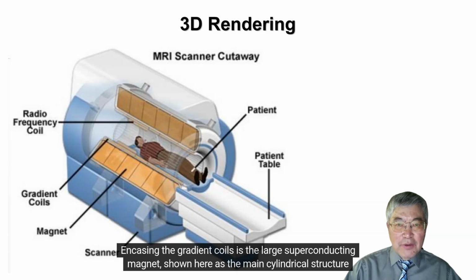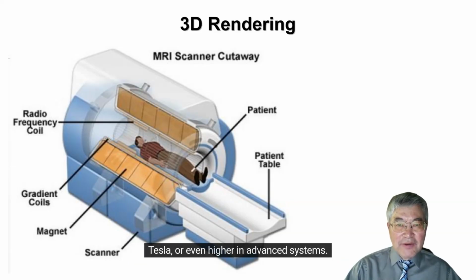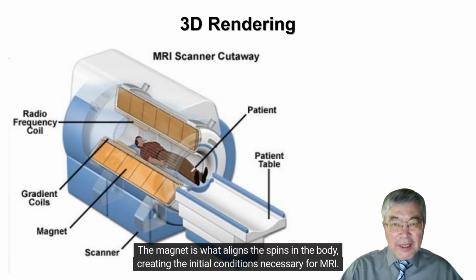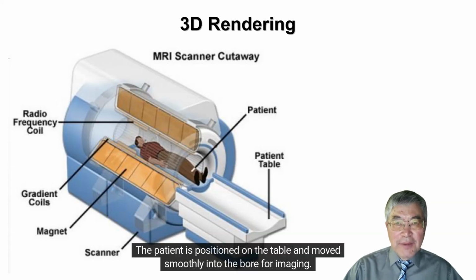Encasing the gradient coils is the large superconducting magnet, shown here as the main cylindrical structure of the scanner. This magnet produces the strong uniform field we call B0, typically 1.5 Tesla, 3 Tesla, or even higher in advanced systems. The magnet is what aligns the spins in the body, creating the initial conditions necessary for MRI. All of this hardware is integrated into the scanner body, which you see as the outer blue casing. The patient is positioned on the table and moved smoothly into the bore for imaging.